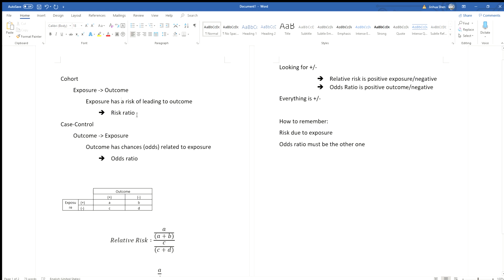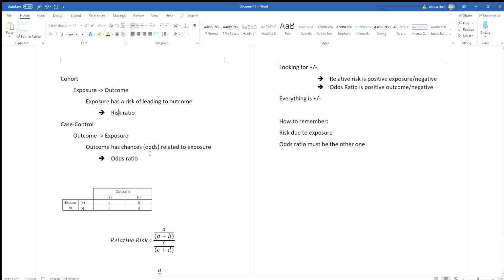And in the case control study, we're first identifying the outcome. So we're looking at patients who have cancer, and then tying it to an exposure. Another way of understanding it is that the outcome has a chance, or odds, of relating to an exposure. That's why it's called an odds ratio. I know it's not as intuitive as a risk ratio, because of the risk of developing something due to exposure, but it's just how we remember.